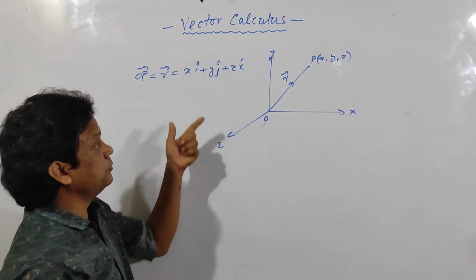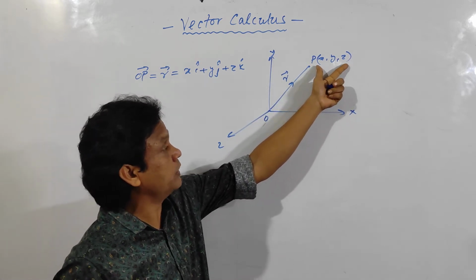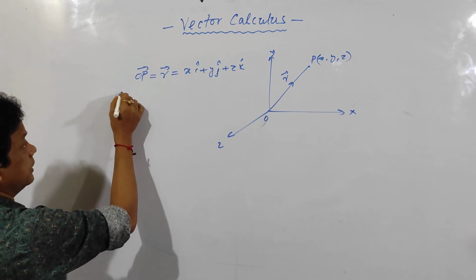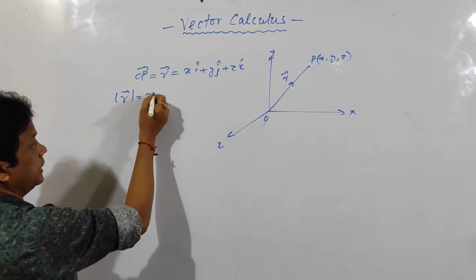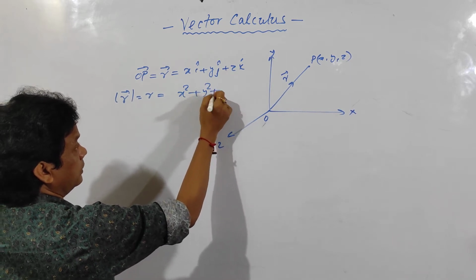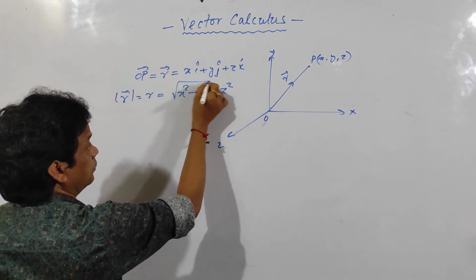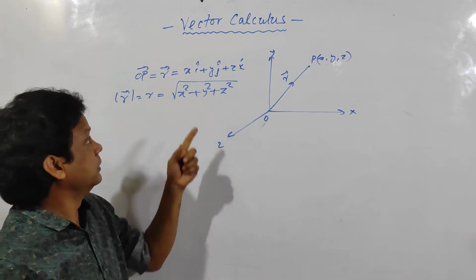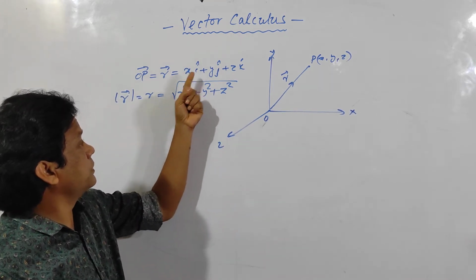Clear? So this is the position vector of the point P whose coordinates are x, y, z with respect to origin O. And what is r vector mod? We can simply write r, and this is the square root of x square plus y square plus z square. This is the magnitude of r vector. Clear? That means the square of the coefficient of i cap.